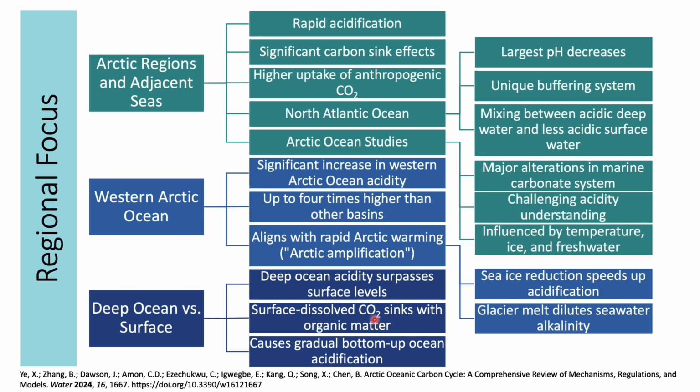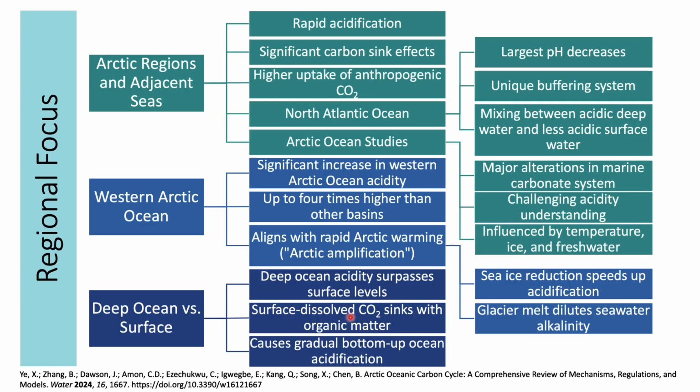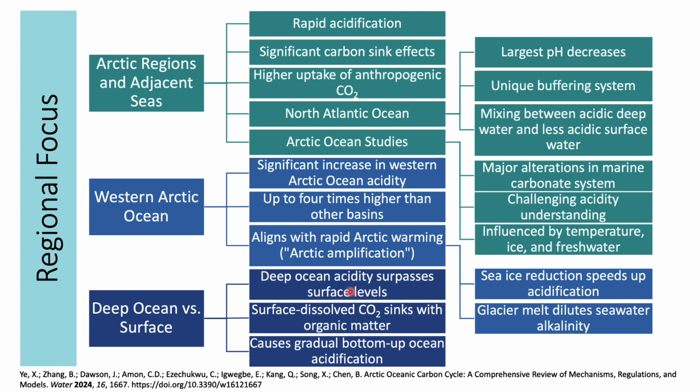The surface dissolved carbon dioxide sinks with the organic matter, because at the top, when any material decomposes, it settles at the bottom. That releases more and more carbon dioxide. So that is the reason the surface dissolved carbon dioxide also goes to the bottom of the ocean, and that's the reason the acidity increases at the bottom. This causes gradual bottom-up ocean acidification. This is the major problem that is happening because the sediments are reaching the bottom of the ocean.